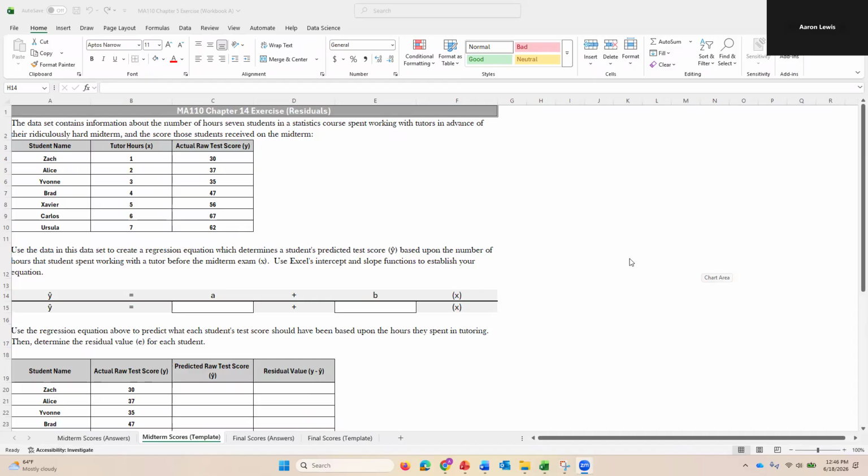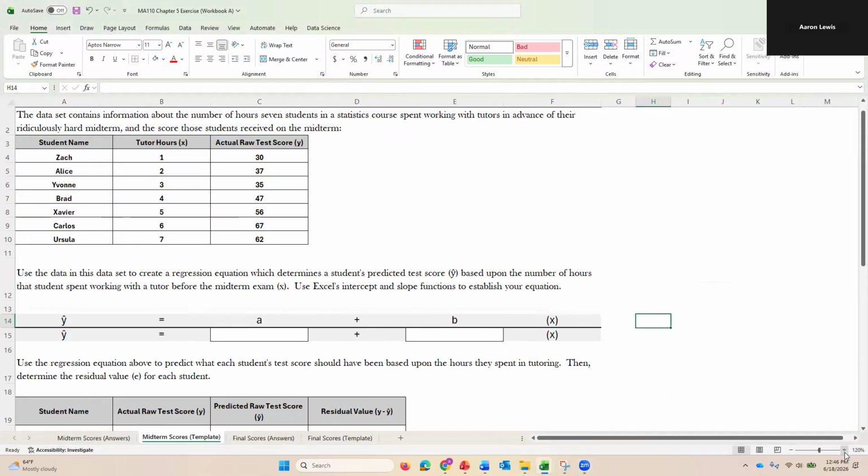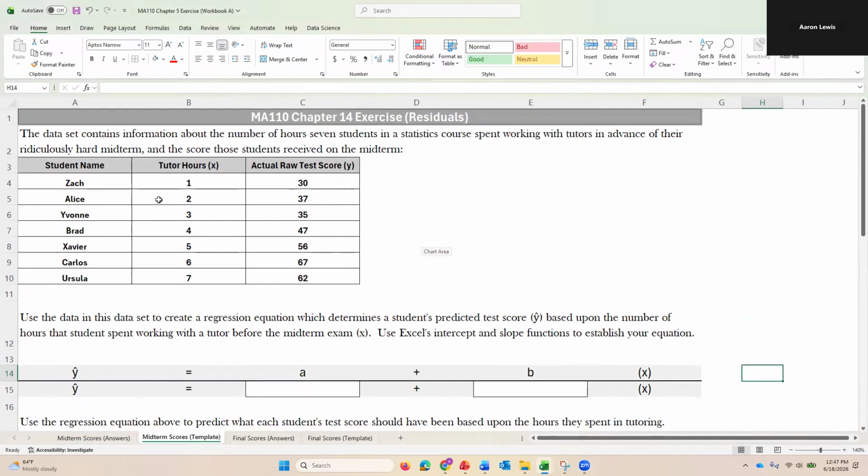And for our data set over here, we have 7 students. I'll make this a little bit bigger so we can see everything. There we go. We have 7 students, and for each student, we have how many hours they spent visiting a tutor in advance of what seems to be a ridiculously hard midterm, and the score that they got on their midterm. So we can use this information to predict how tutoring hours affects a student's performance on the test, or how X tutor hours makes Y, the actual raw test score, change.